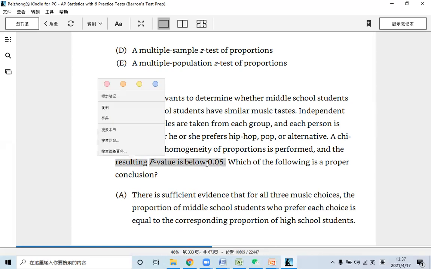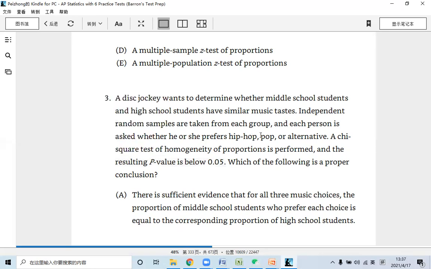The p-value is below 0.05. So it is significant. Look at number 1. There is sufficient evidence that for all 3 categories, hip hop, pop, and alternative, the proportion of middle school students who prefer each choice is equal to the corresponding proportion of high school students. It is equal.